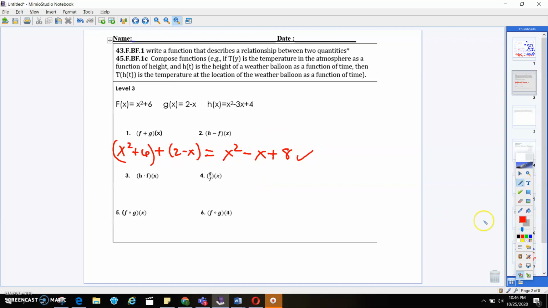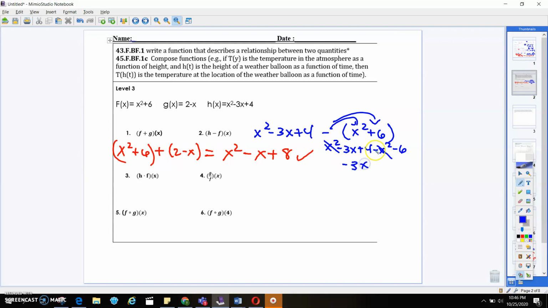All right, so on number 2, we've got h minus f. So we're going to take h, and we're going to subtract what f is. Now remember, when you've got this negative out front, you're going to distribute that negative to these other things. So we've got x squared minus 3x plus 4 minus x squared minus 6. So these will cancel out, and I'll be left over with negative 3x, and 4 minus 6 is going to give us negative 2.